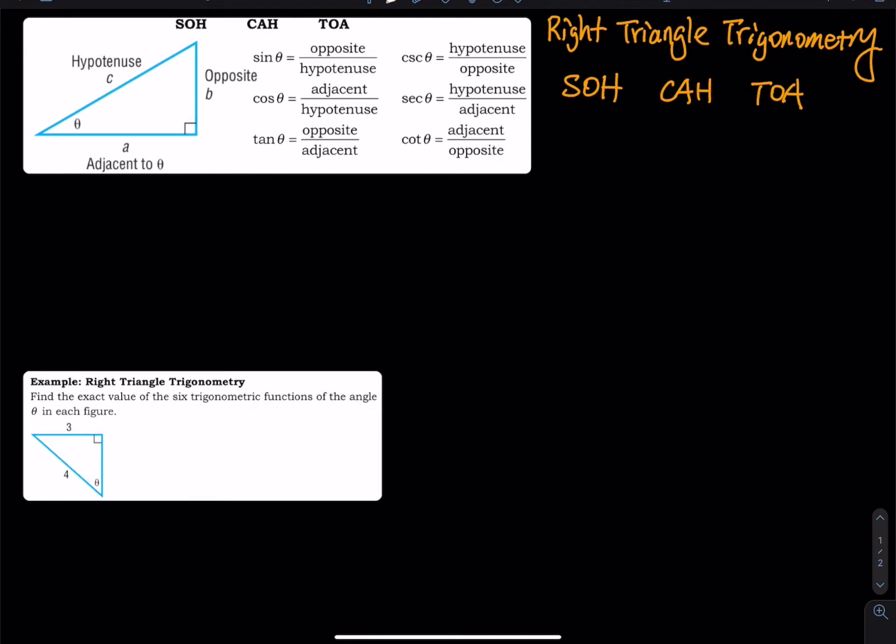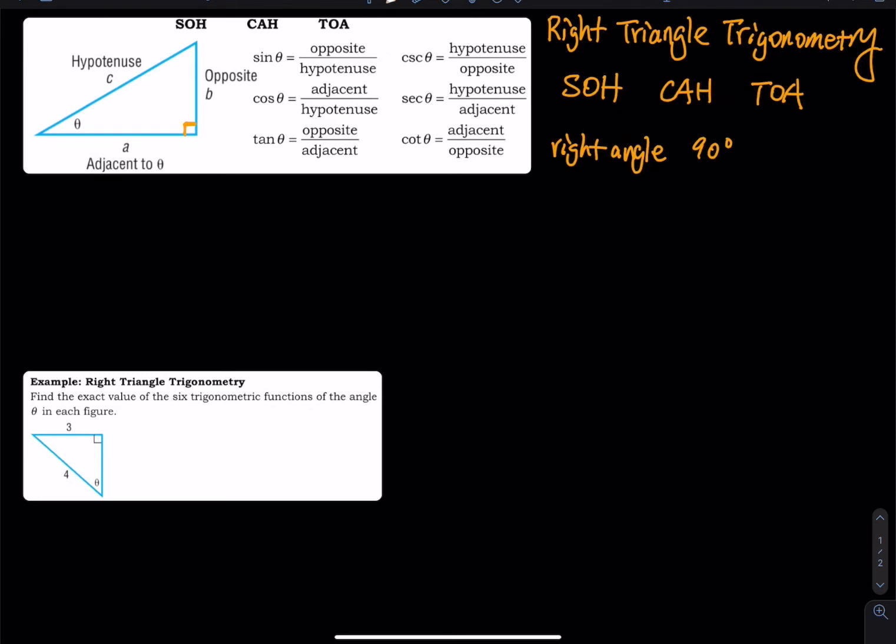We have one right triangle, right? So do you see this little box in here? This is saying that that angle is a right angle. So what is a right angle? The right angle, what is the measurement? The measurement is 90 degrees. So we have a 90 degree angle, we have a theta, we have 3 sides.